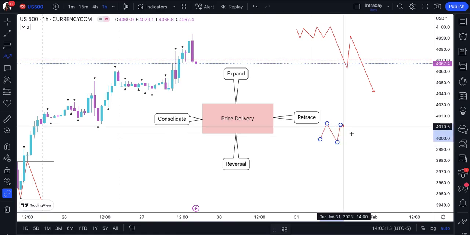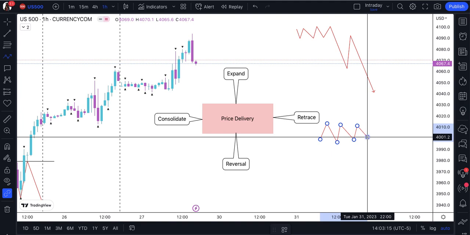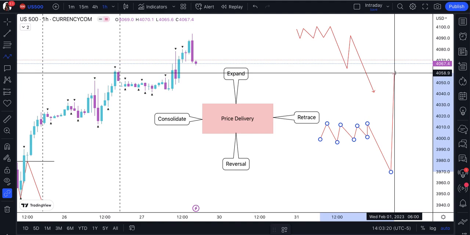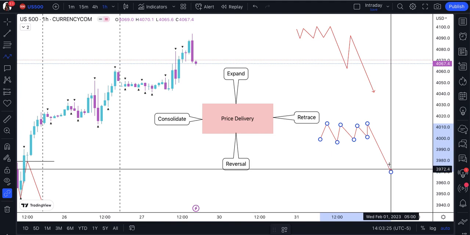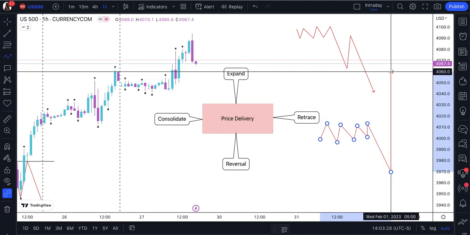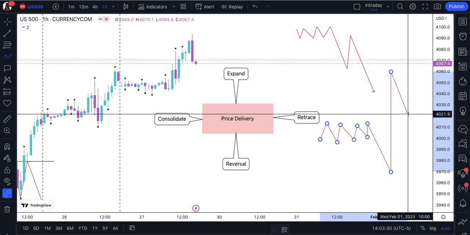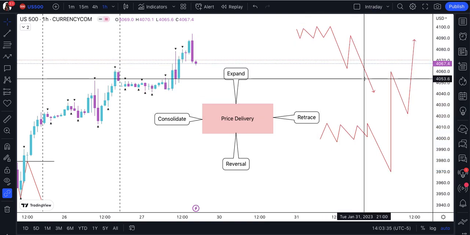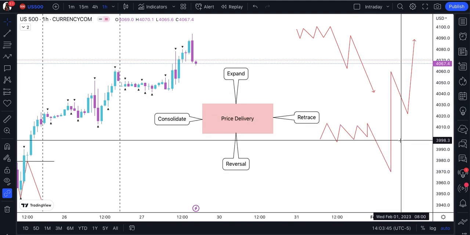Now, if we get the expansion and it reverses, what you're going to see, the reversal is here, and then it's going to expand, and then you'll get a retrace for more expansion. Those are pretty much the two things that can happen.